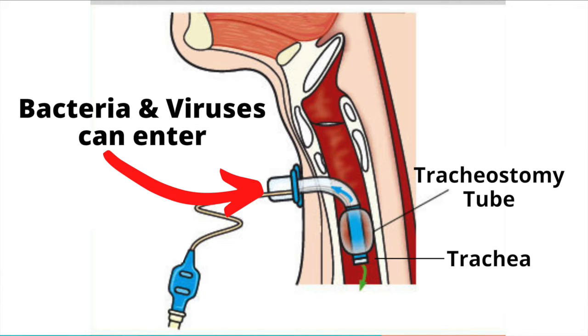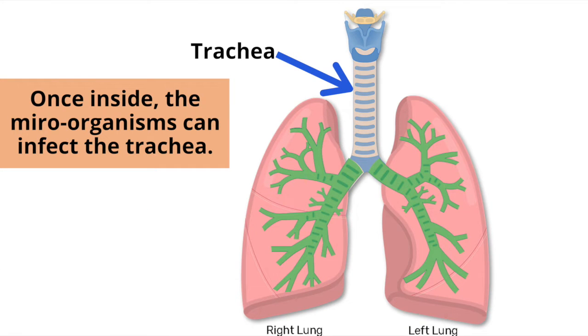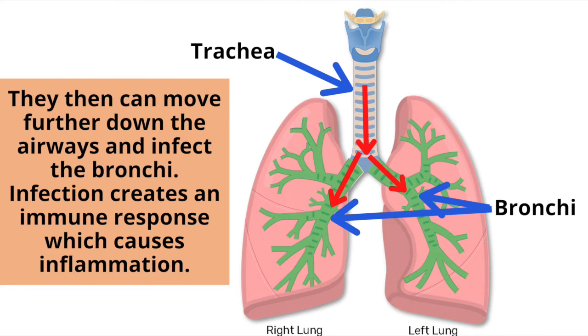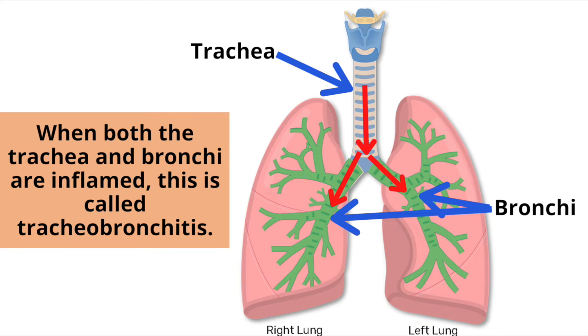A third way tracheitis can occur is when a person breathes in viruses and bacteria in the air. Once inside, the microorganisms can infect the trachea. They then can move further into the airways and infect the bronchi. Infection creates an immune response which causes inflammation. When both the trachea and bronchi are inflamed, this is called tracheobronchitis.